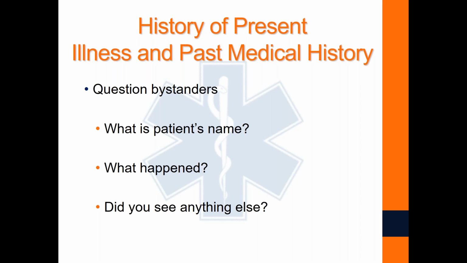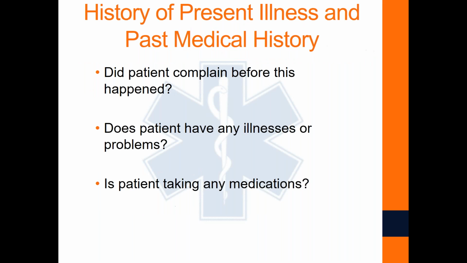If our patient's unresponsive, we rely on family and bystanders a bit more. Try and get the patient's name. Try and get information from them about what happened. Did you see or notice anything else about this person? Before they went unresponsive, did they complain about anything?